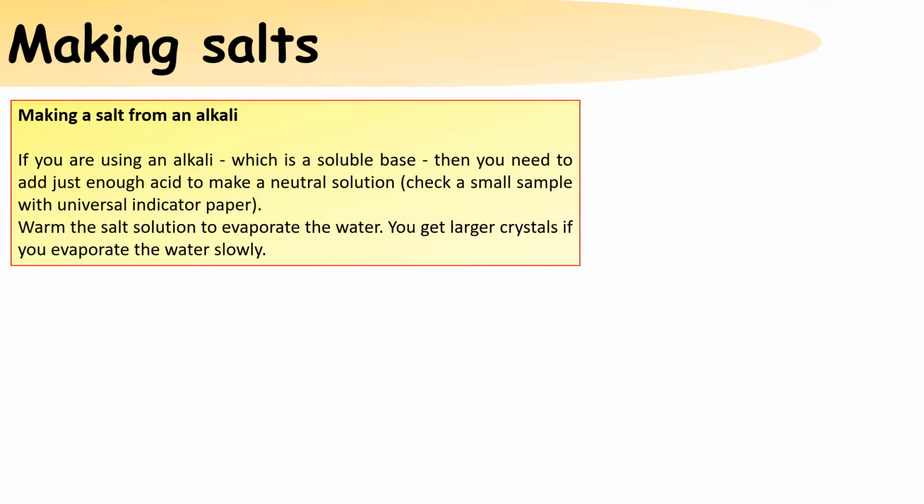If you were using an alkali, which is a soluble base, then you need to just add enough acid to make a neutral solution. You can do this by warming the solution to evaporate it, and then you are left with large crystals. The most common form of this that might come up in the exam is when you talk about copper sulfate.